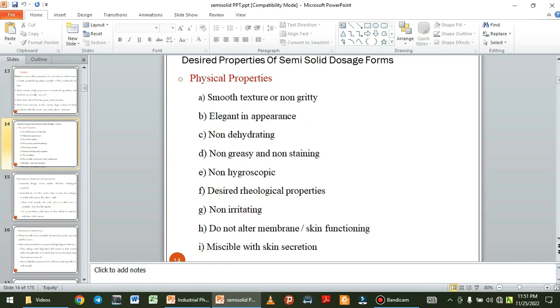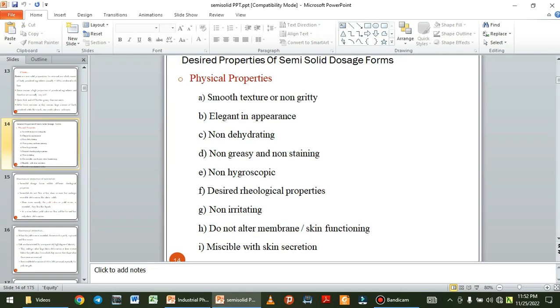Next, we have to know the characteristics or the physical properties of the desired semi-solid dosage form. A semi-solid dosage form should have a smooth texture and be non-gritty. It should have an elegant, pleasant appearance. It should be non-dehydrating, for example, a semi-solid is produced and sits there without drying quickly, so the moisture content stays. It should be non-staining, non-greasy, non-hygroscopic, and have the desired rheological property.